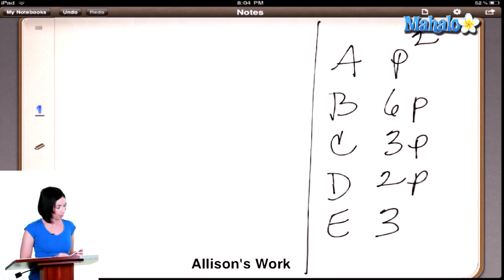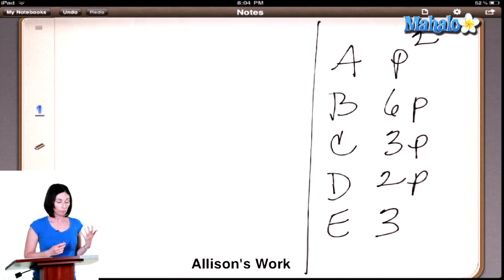So we have these 5 answers here: p squared, 6p, 3p, 2p, and 3. If you're not sure, you can always go through the answers and try. So what do you think? Let's look at p squared. Can you divide p squared into 6p? Is it a factor of it?